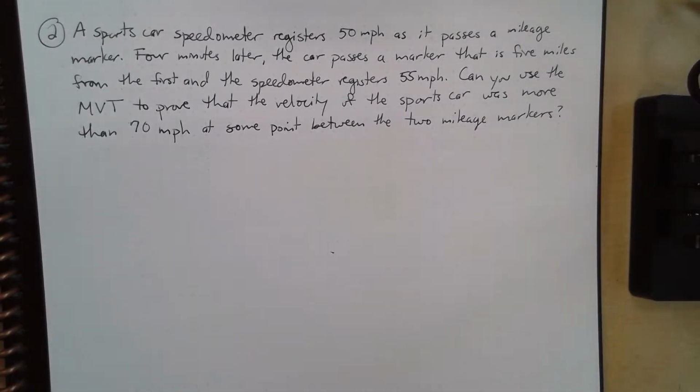A sports car speedometer registers 50 miles per hour as it passes a mileage marker. 4 minutes later, the car passes a marker that is 5 miles from the first, and the speedometer registers 55 miles per hour. Can you use the mean value theorem to prove that the velocity of the sports car was more than 70 miles per hour at some point between the two mileage markers?